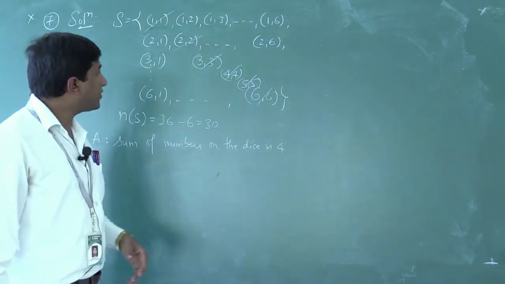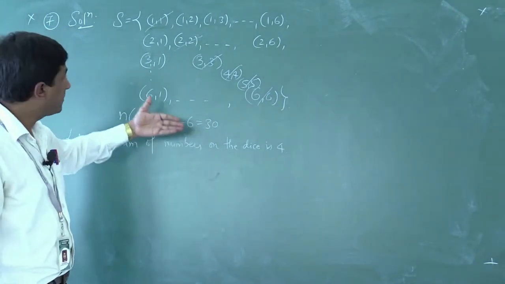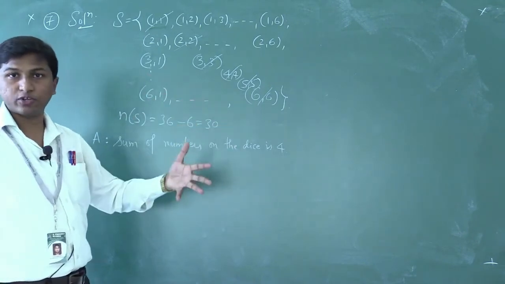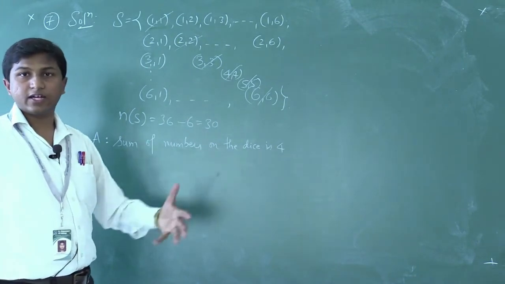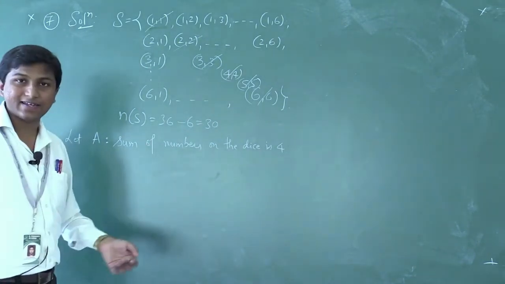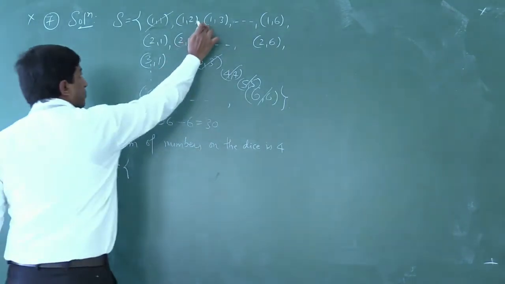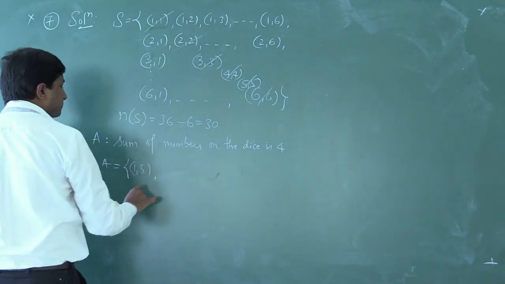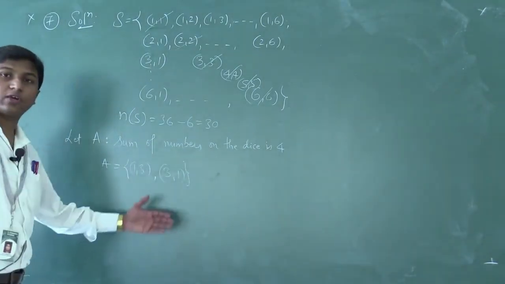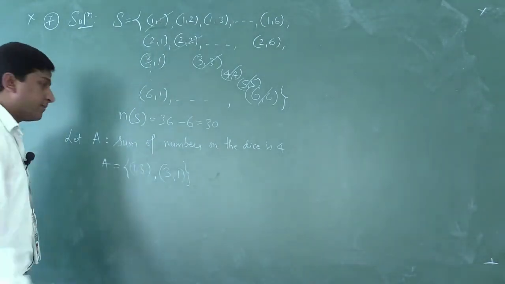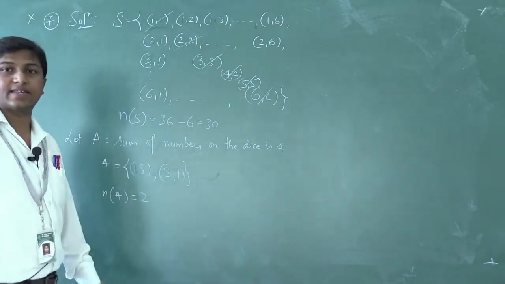Then which other elements are present in set A? No other possibilities you get, right? Because 4, 1, it's more than 4. 3, 1 was the last. More than that, it won't be present in the set A. So what is set A equal to? Only two elements, 1, 3, 3, 1. Only these two elements are present in set A. So how many elements in set A? Two elements in set A.